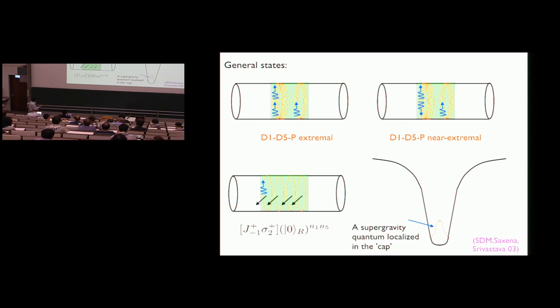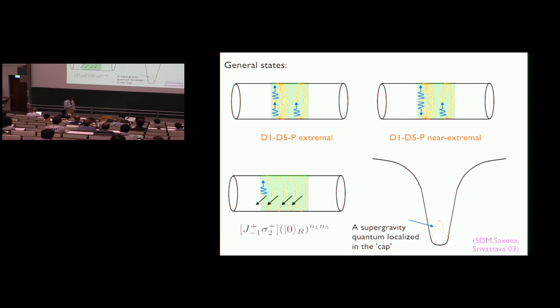If you put a simple vibration on only one of the strings and nothing on the other ones, and align the spins of all these to be the same, well then, if I didn't put this, I just had some kind of a geometry like this. Adding this turns out to just add a supergravity quantum which is localized here. Okay, so we just want to start somewhere.